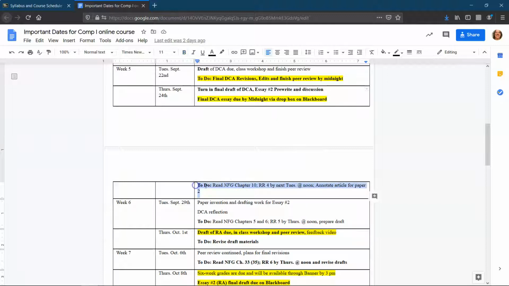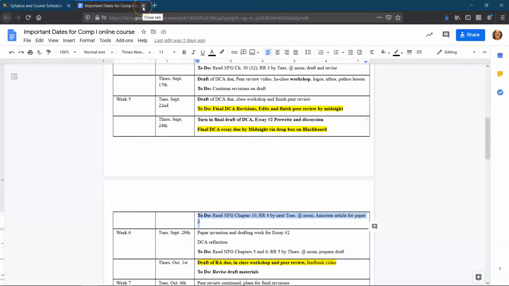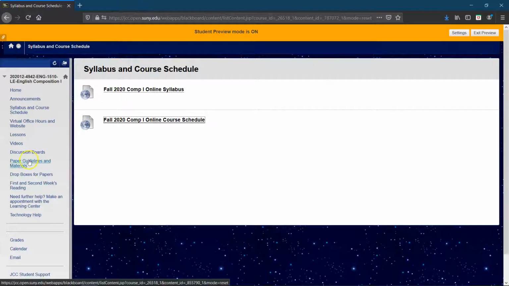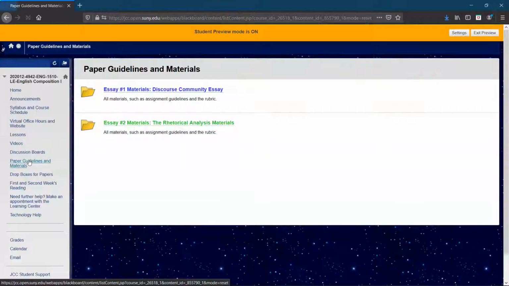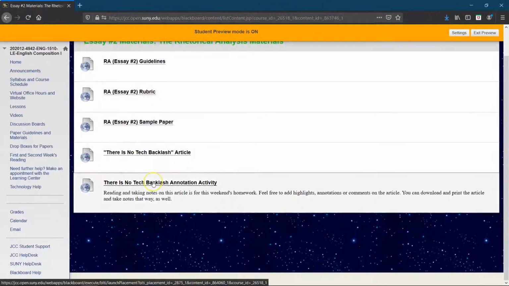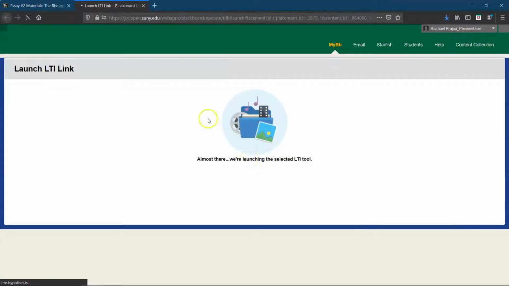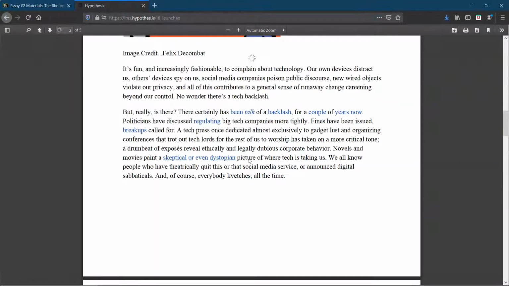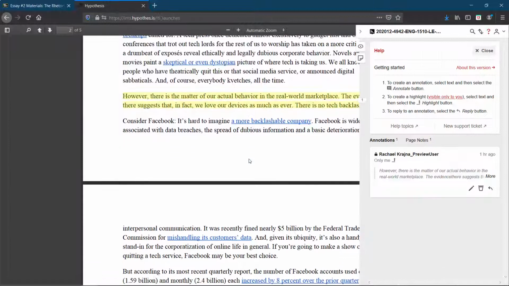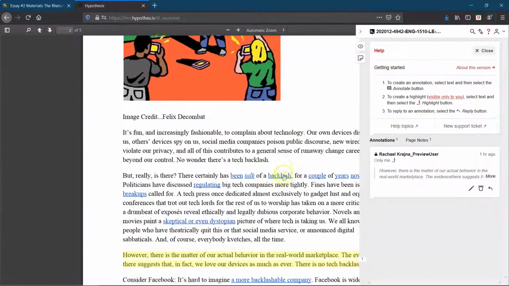And what you should be doing over the weekend is reading chapter 10, doing reading response number 4 by next Tuesday, and annotating that article for paper 2. So again, that annotation activity can be found under paper guidelines and materials, the RA materials, and there is the tech backlash annotation activity. So be sure to contribute some annotations, some page notes.